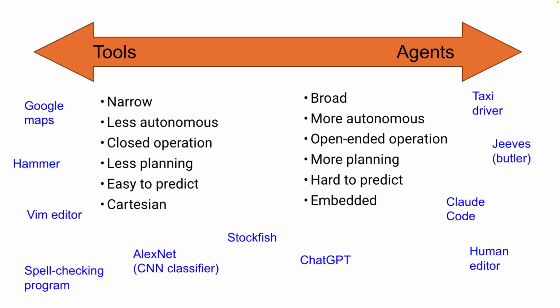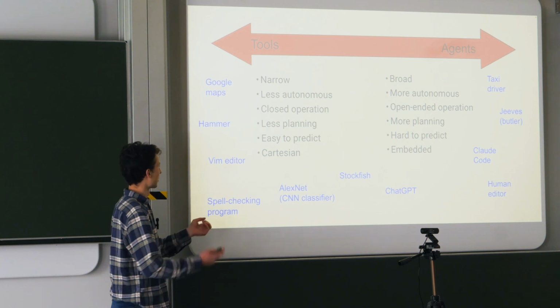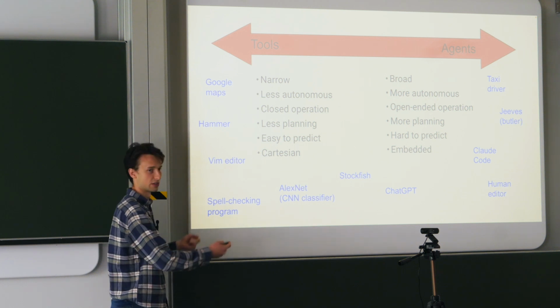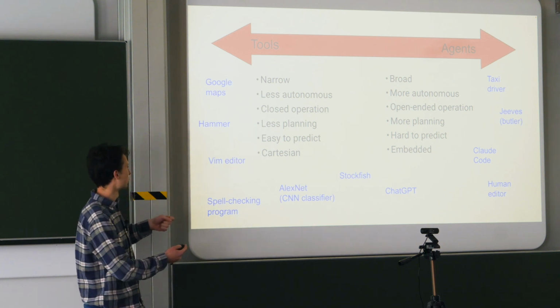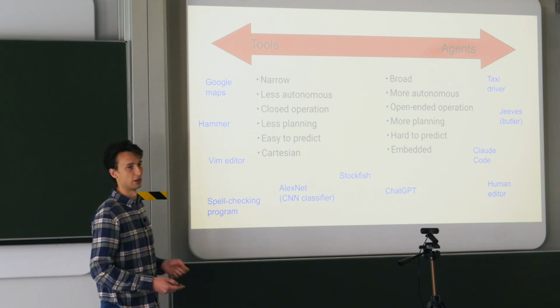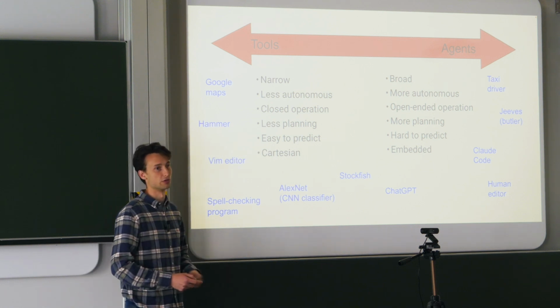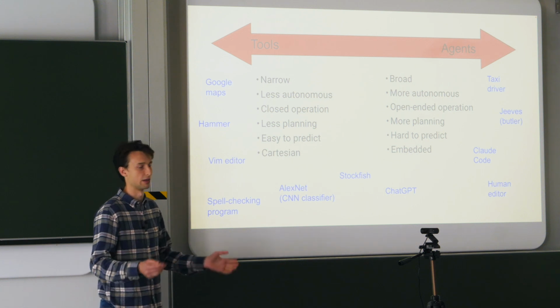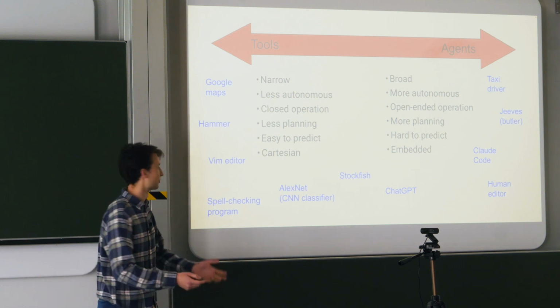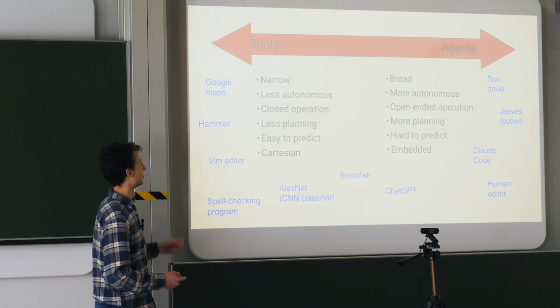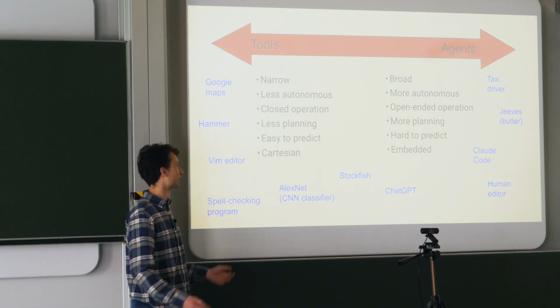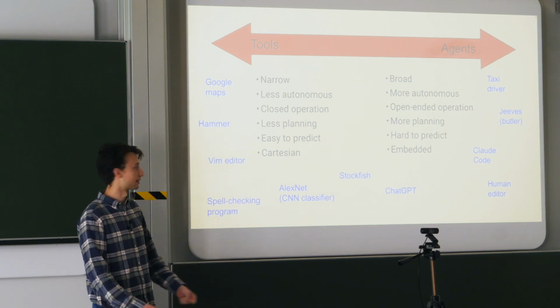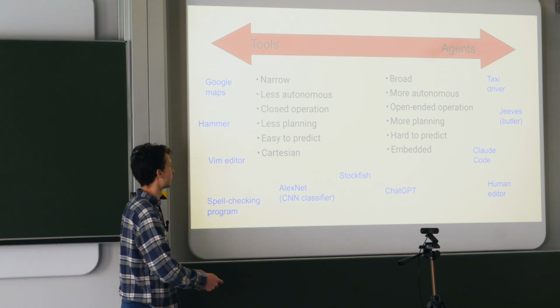On the other side, something like Google Maps feels to me very much like a tool. It doesn't make choices or actions in a world. This is really building on the Cartesian versus embedded thing. It's also very narrow in scope. It's only going to give you the shortest route to your destination, or whatever objective Google Maps actually satisfies. By contrast, the taxi driver is much more like an agent. The taxi driver could do many things, including driving your taxi and taking you to the airport.